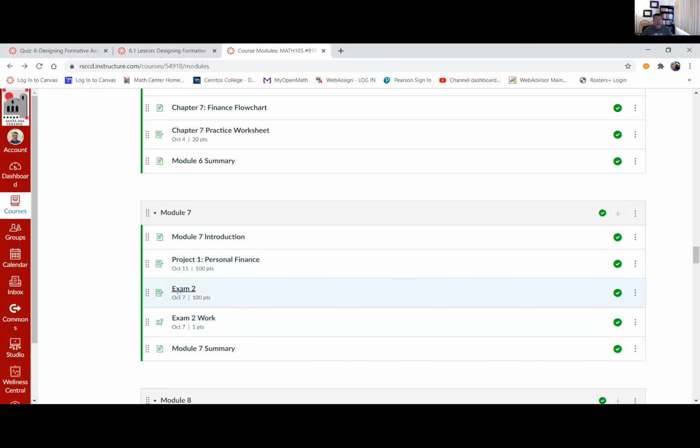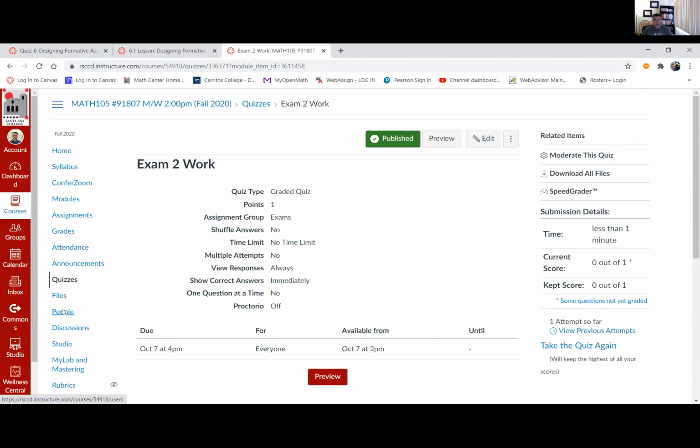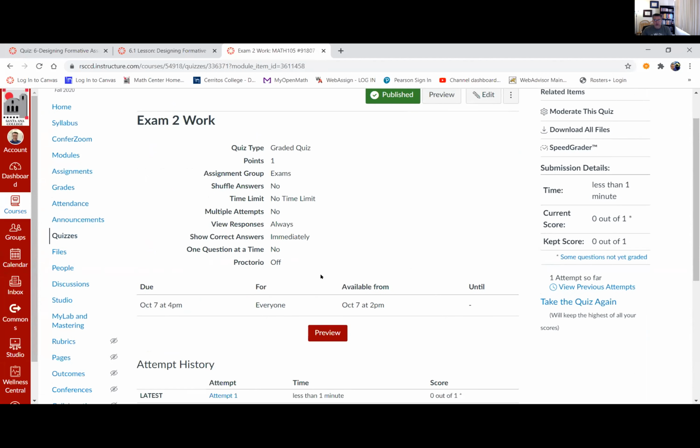You'll then upload your work here. You'll take a picture of it and upload your work. If the upload doesn't work for you, you can always email it to me through Canvas as well. But it should upload.